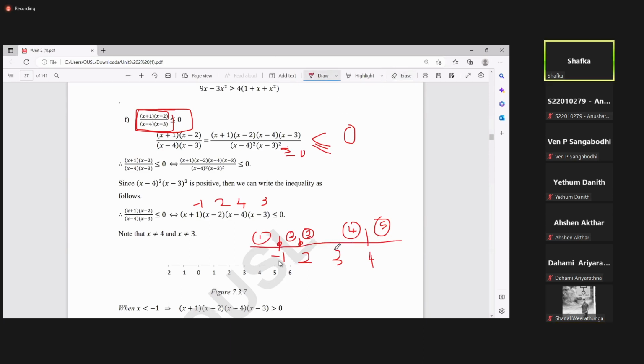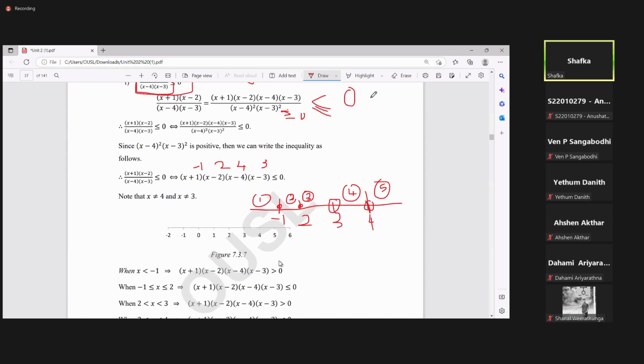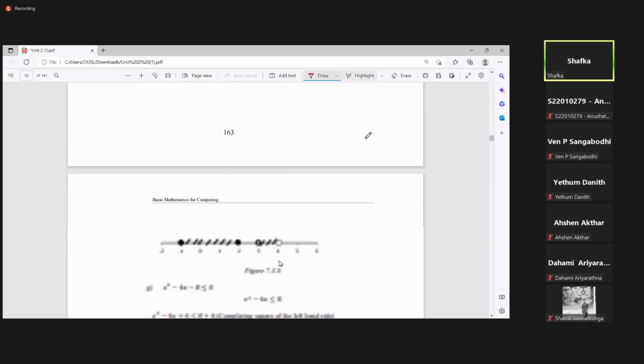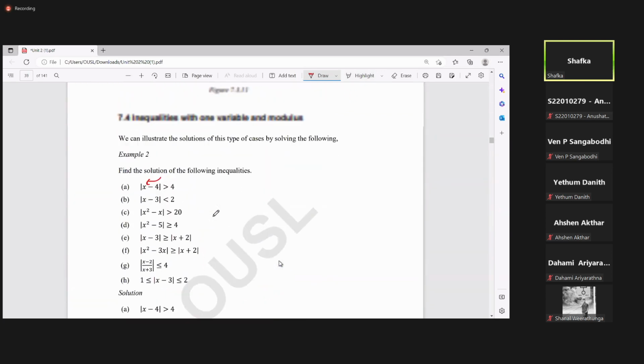We can't use 3 and 4 because they are in the denominator. If this is included in our solution, then it comes as infinity, so that doesn't satisfy. Thank you for pointing it out. Okay, is that fine now? What about this? How can we do this?